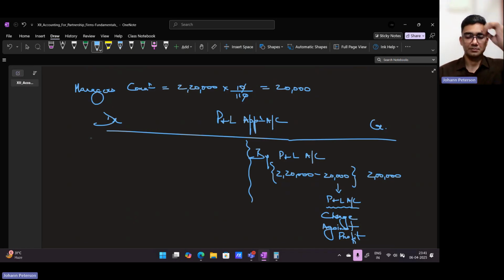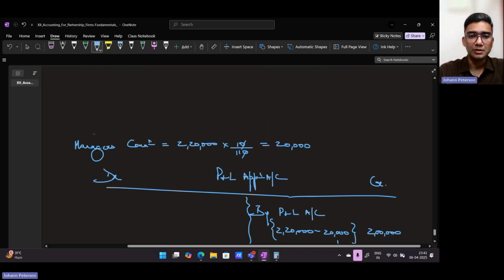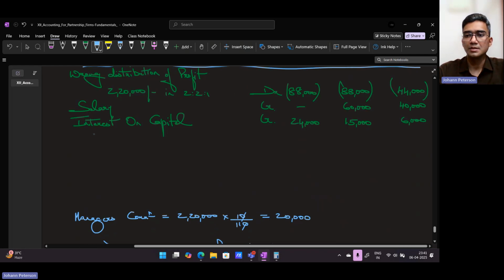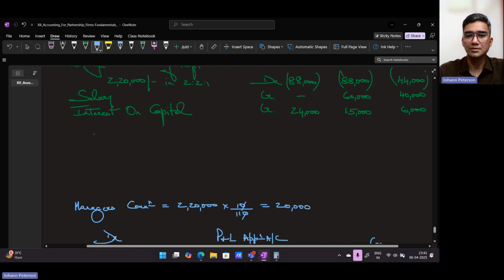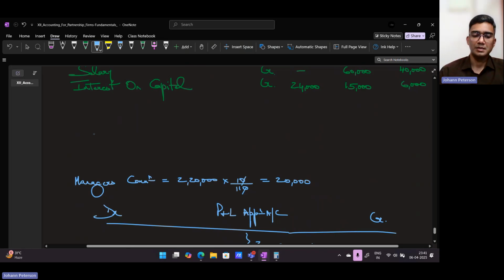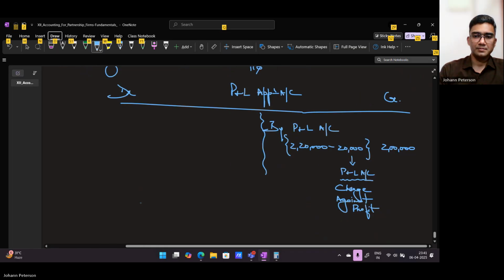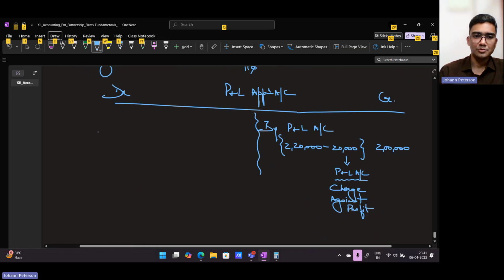Now what am I left with? Let's see. What have I given as appropriations? A salary, which is 60 and 40, and interest on capital also. So here I will write salary, 60 and 40 makes it 1 lakh.